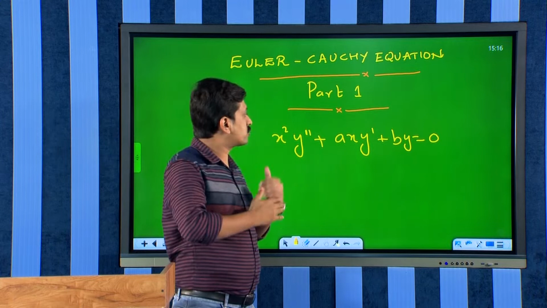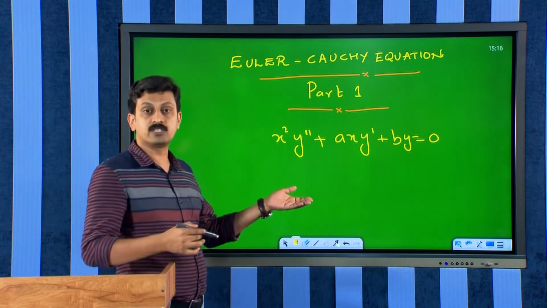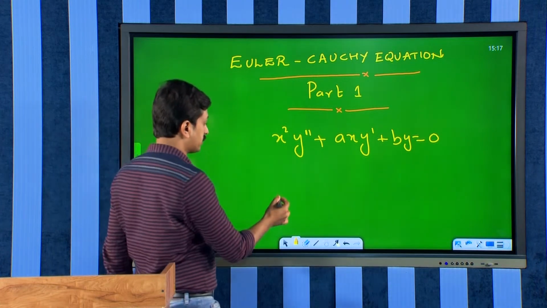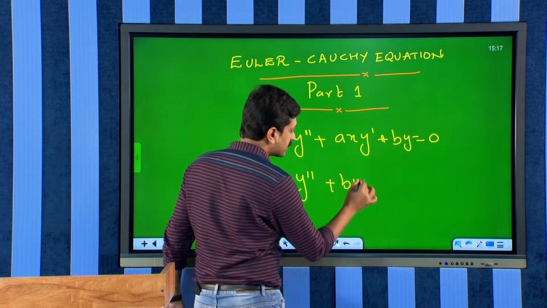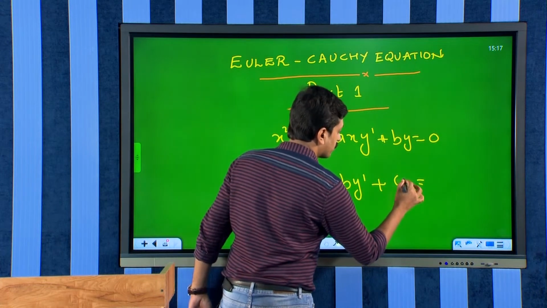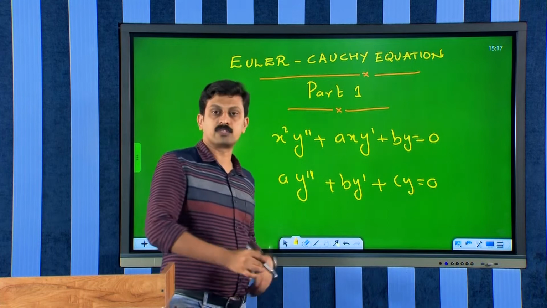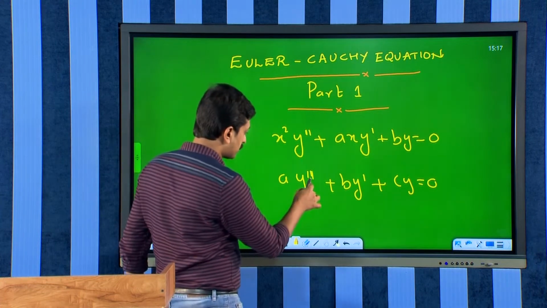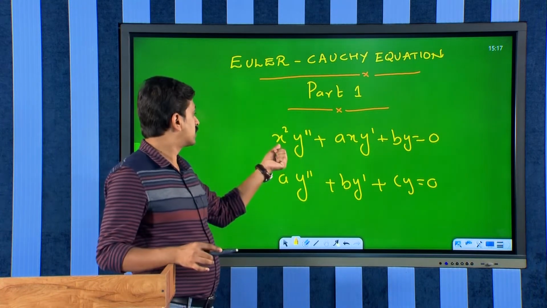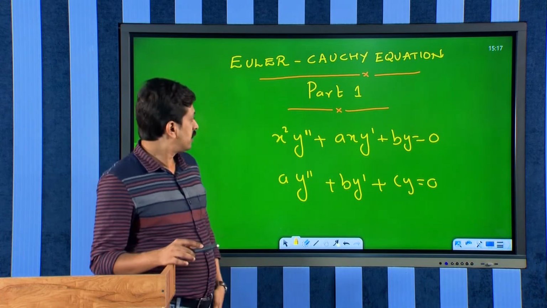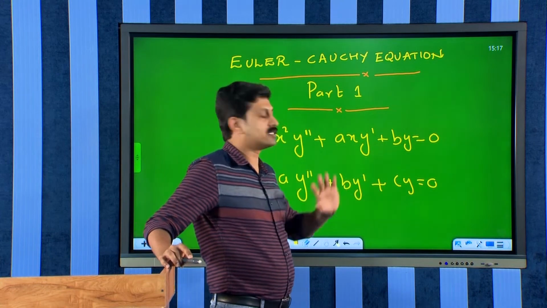Compared to the previous one, the second order homogeneous linear differential equation with constant coefficients, ay double dash plus by dash plus cy is equal to 0, here with y double dash we have a coefficient function x square, and instead of b we have ax, and instead of c there is only b.